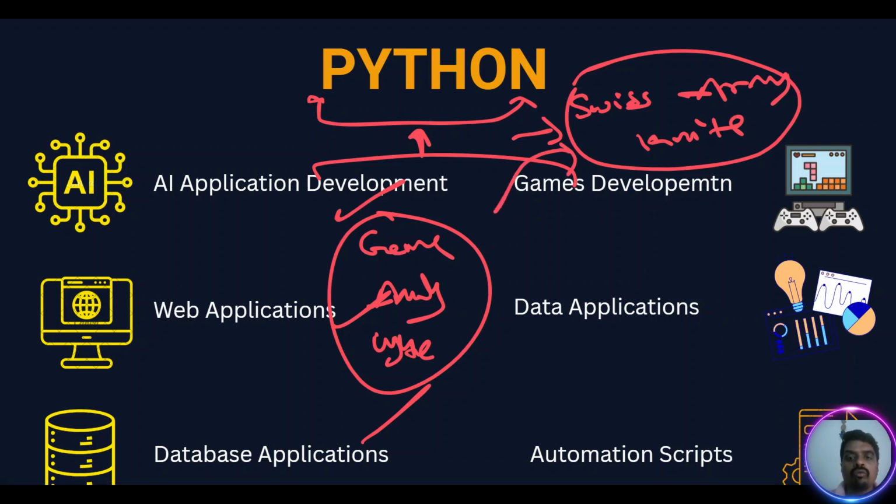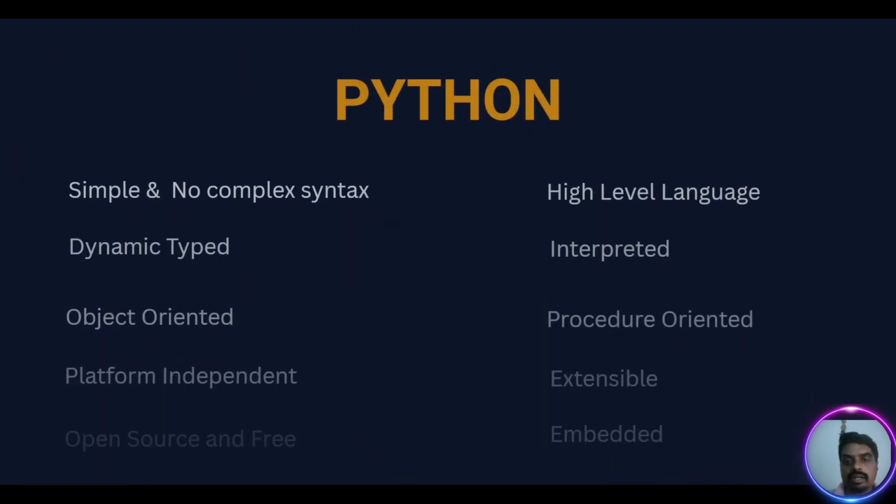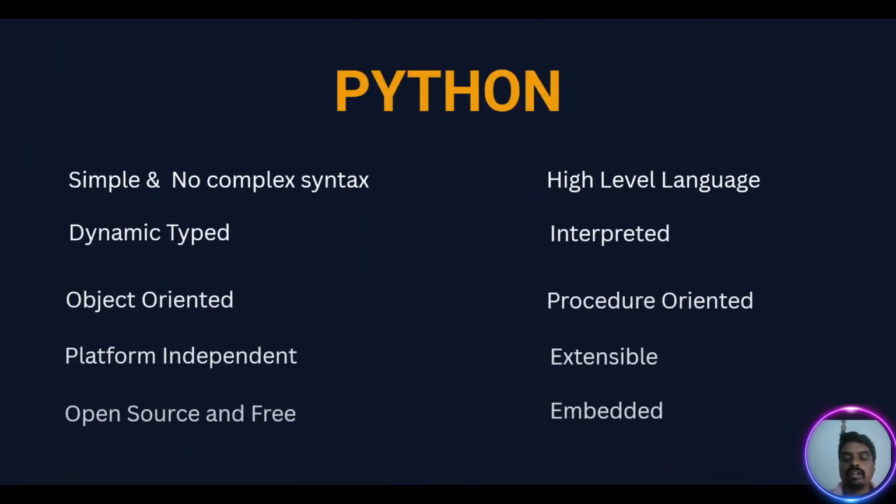Next, what are the features of Python? Why is everyone using Python for developing all these applications: AI applications, games, automation scripts, and more? Because Python is very simple, with no complex syntax. We saw in our previous video that for a simple calculator application, in Java and C we need to import some libraries, follow curly brackets, and define public access modifiers, main functions, and so on.